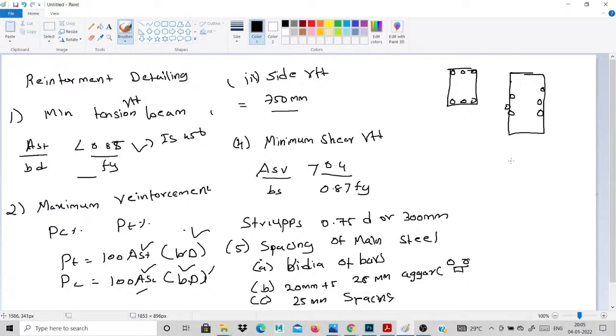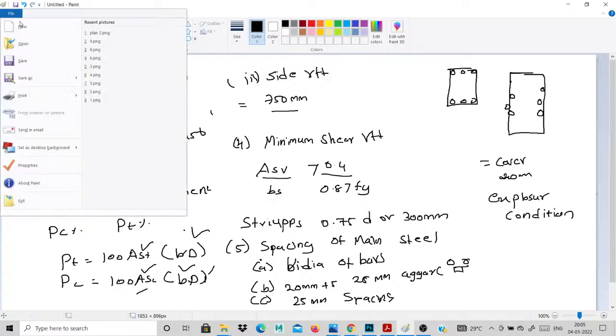Next one is also cover. The cover is based on 20 mm, and it is based on your exposure conditions, the exposure condition of your area. These are the basic condition formulas for your beam reinforcement.